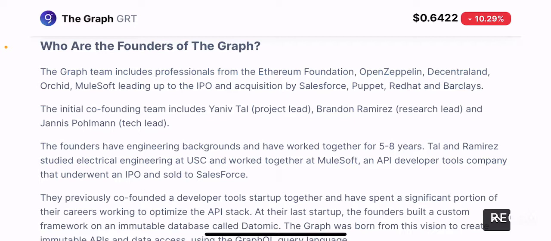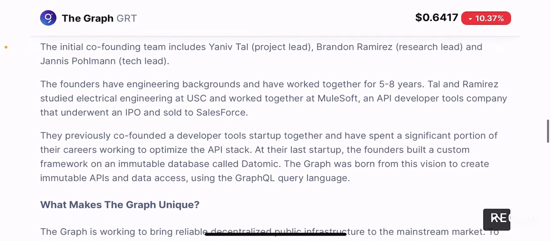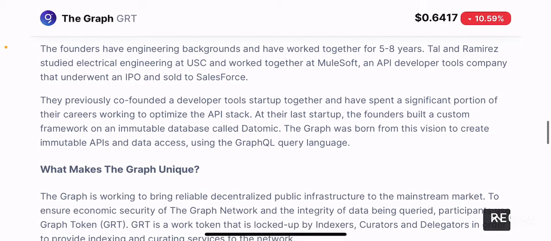And they have developers from Decentraland, again a very innovative project that I've also covered in my channel. If you guys want to see my review on that, please check it out in my channel. You can also see people with backgrounds from different other projects as well, being a part of the core team for the graph, right? The initial co-founding team includes again Yaniv Tal, again please forgive me if I butcher this name, project lead Brandon Ramirez, research lead, and Jannis Pohlmann, tech lead. So these are some of the main individuals you can include as a part of your do your own research project.